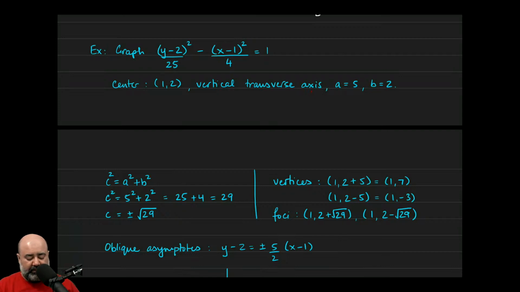All right, so the center is at 1 comma 2, h comma k. We know that this hyperbola has a vertical transverse axis because the y term is first. Had the x term been first, that would have been a horizontal transverse axis. A squared is 25, so I know that a is 5. B squared is 4, so I know that b is 2.